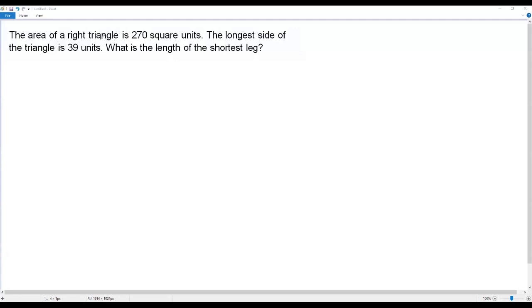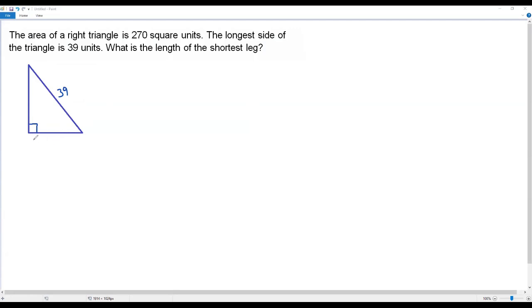Okay, first let me draw a right triangle. Here I have drawn a right triangle, and in any right triangle, the hypotenuse is the longest side and the hypotenuse is the side which is opposite to the right angle. So this is the hypotenuse, and the question says the longest side of the triangle is 39 units. So the length of the hypotenuse is 39.